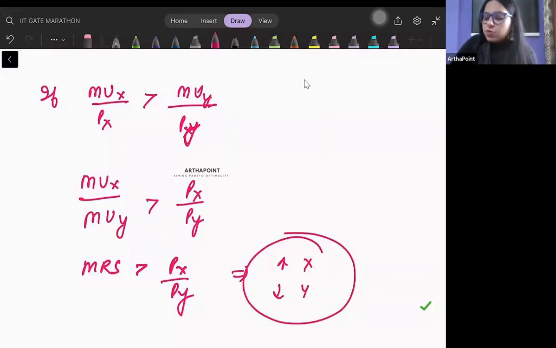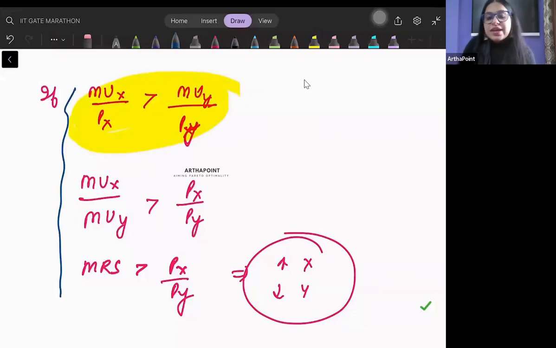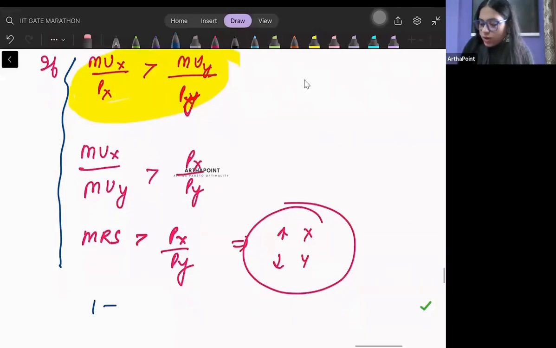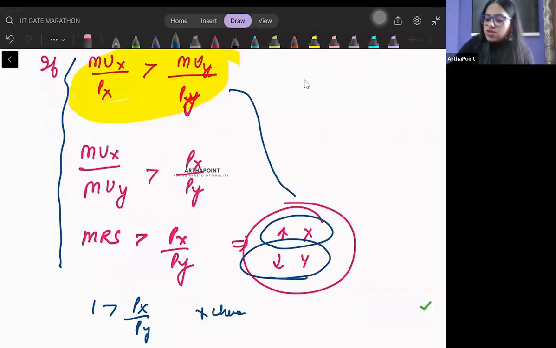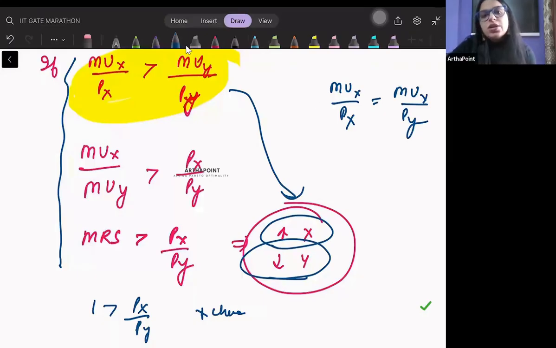Sometimes in the exam they tell you to imagine that MUX by PX is greater than MUY by PY, then what should the consumer be doing? Here they have not mentioned whether it is a substitute good or normal good. So all I can say is, if I plug in 1 for MRS, I will get that good X is cheaper, so I should be increasing X and decreasing Y. So this is how the conclusion comes. But you have to consume till the point that MUX by PX becomes equal to MUY by PY. That is the law of equi-marginal utility.